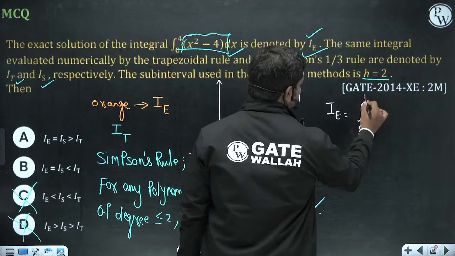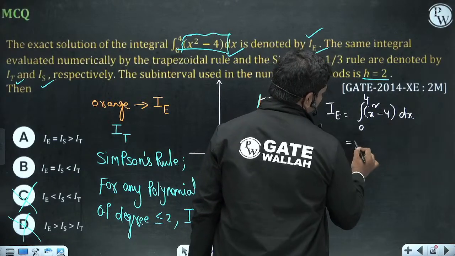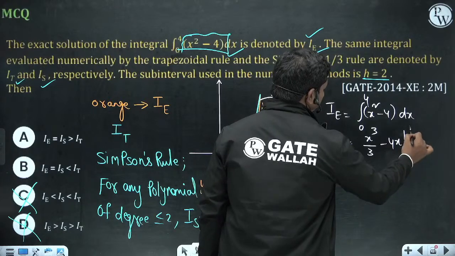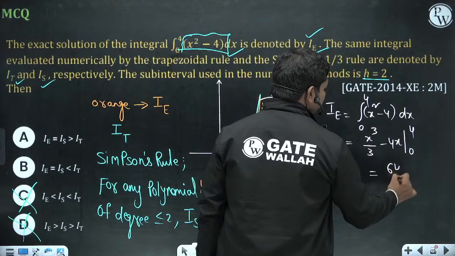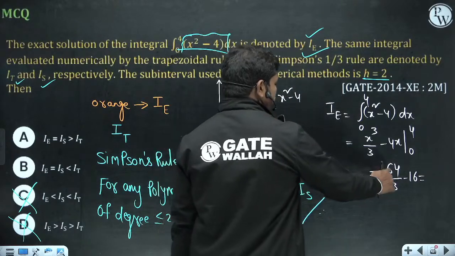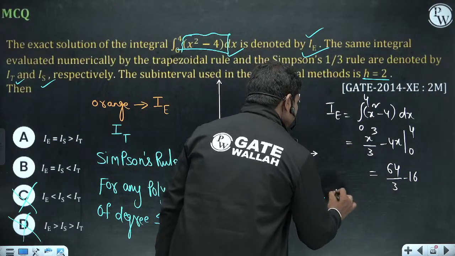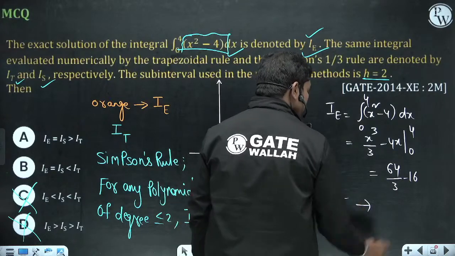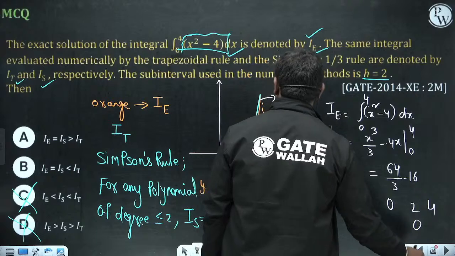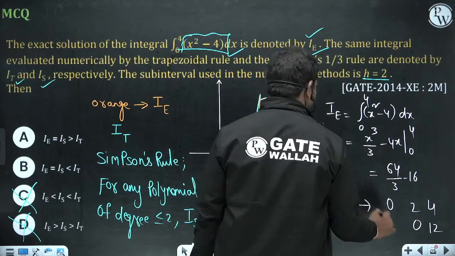So what is the exact value? Integral 0 to 4 of x square minus 4 dx. This is x cube by 3 minus 4x within the limits 0 to 4. So this is 64 by 3 minus 16. For the trapezoidal rule, at x equal to 4, 4 square minus 4 is 16 minus 4, which is 12. And when x is equal to 0, this is minus 4.